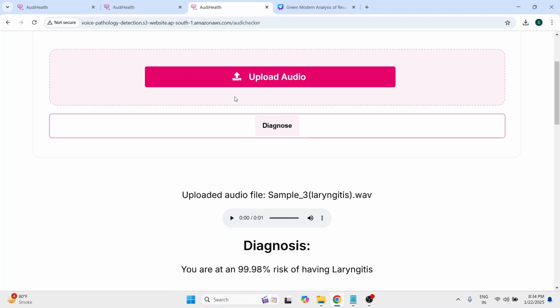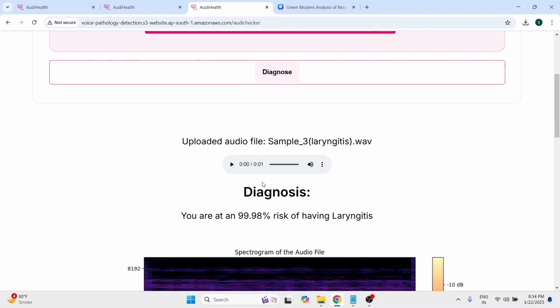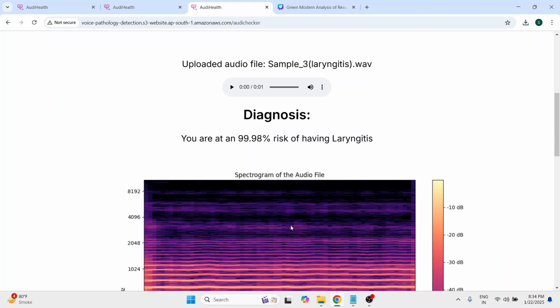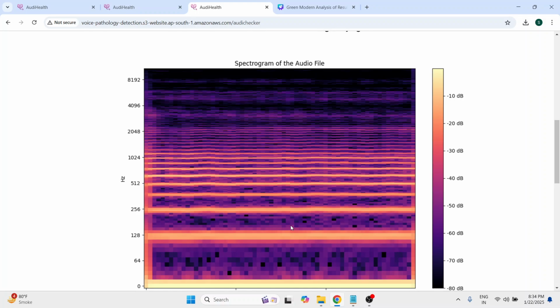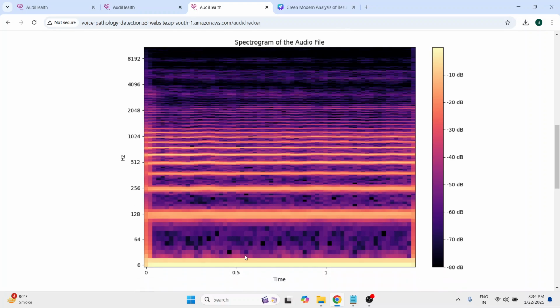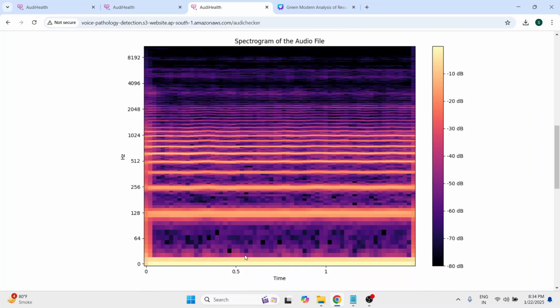Now, this is another voice sample which we have collected. As you can see, our model has predicted that he has a 99% risk of having laryngitis, and also from the Mel spectrogram, we can identify that the voice bands are very thick in this case, which means that there is a lot of echo in the voice.